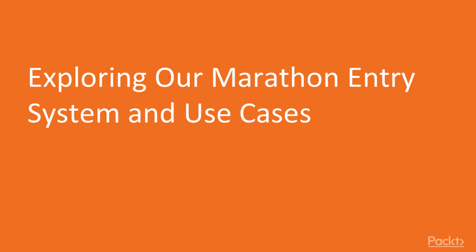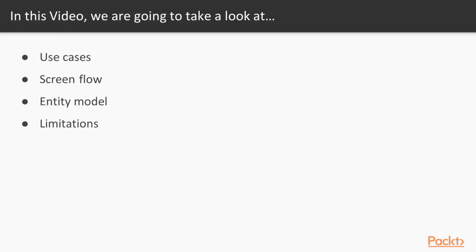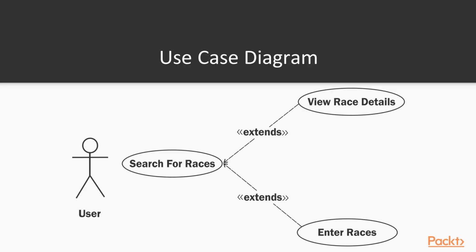This video is about exploring the marathon entry system and its use cases. We're going to take a look at the use cases, the screen flow, the entity model, and its limitations. Here's the use case diagram. So the user can search for races, they can also view the race details, and they can enter races.